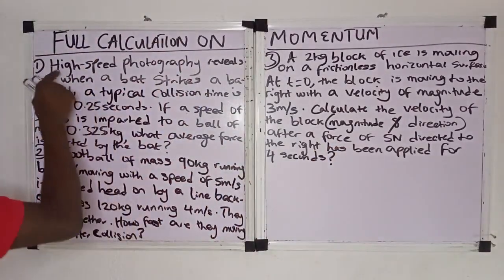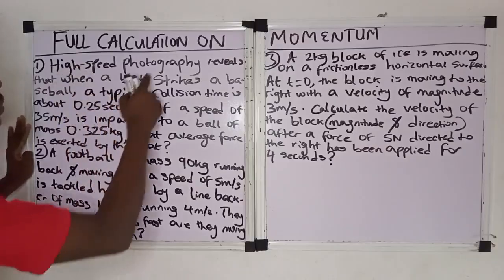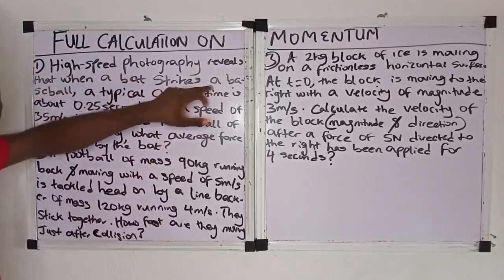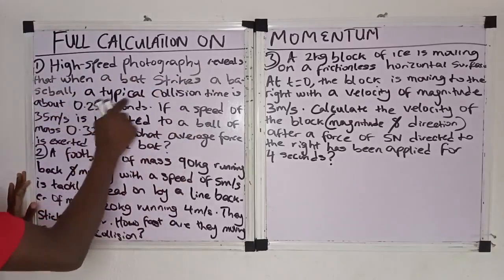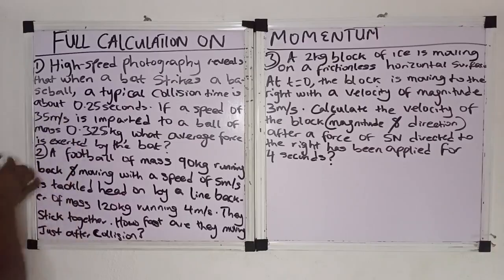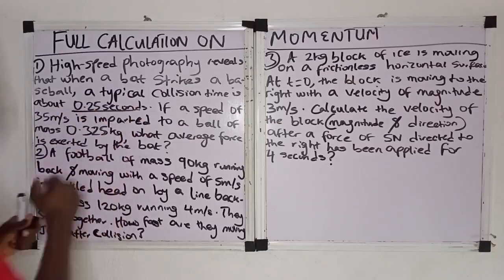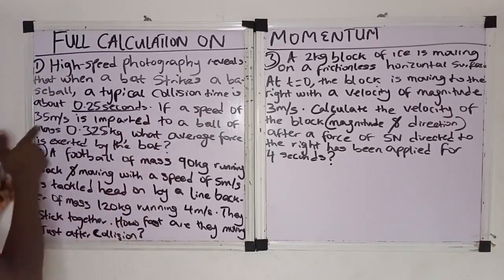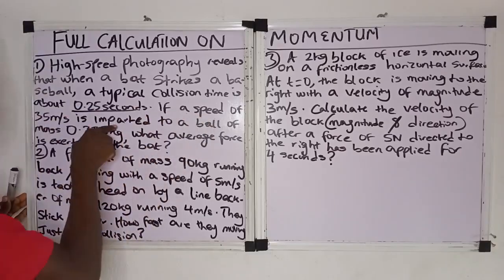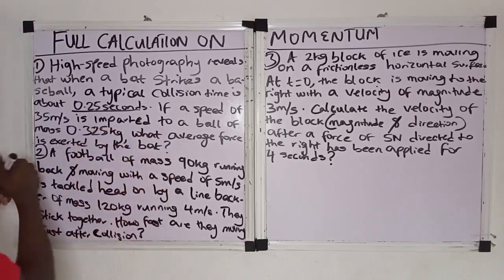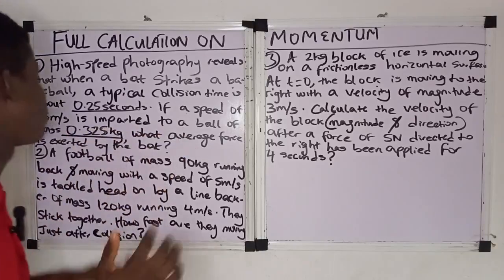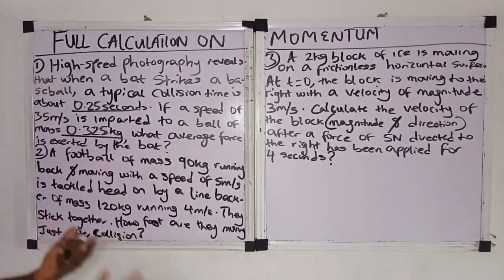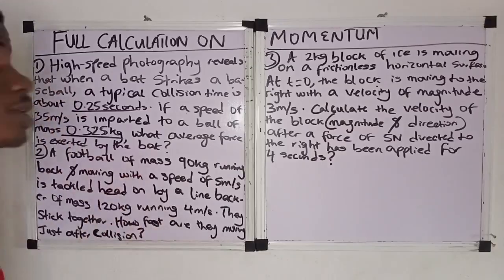It said: high speed photography reveals that when a bat strikes a baseball, a typical collision time is about 0.25 seconds. If a speed of 35 meters per second is imparted to a ball of mass 0.325 kg, what average force is exerted by the bat? Now let me read the question again.